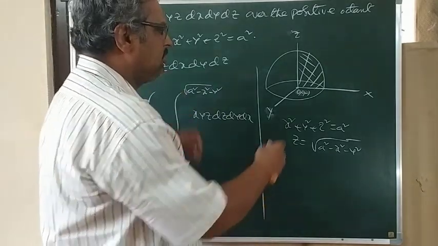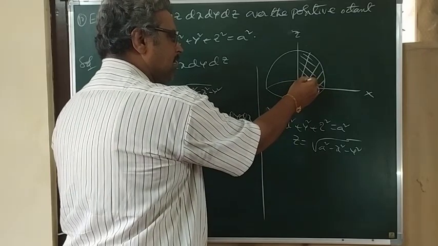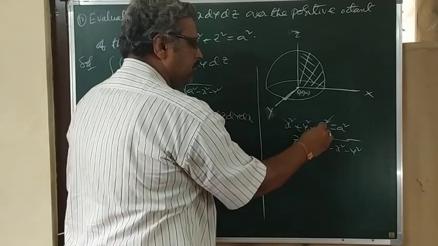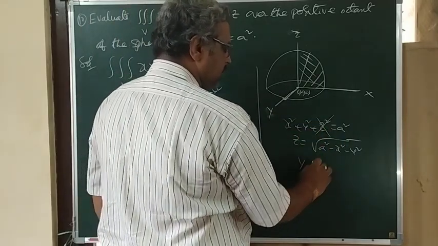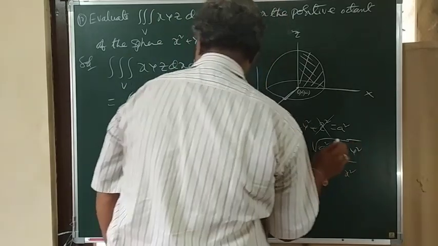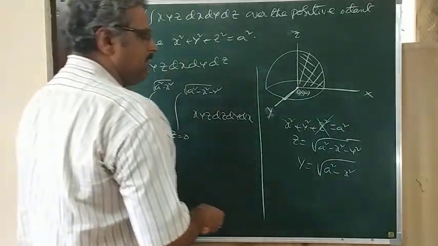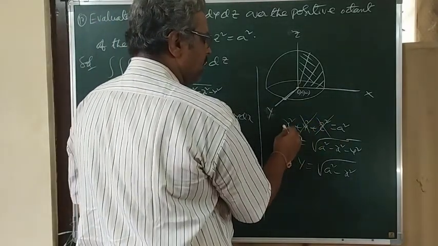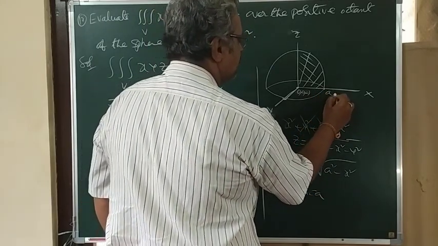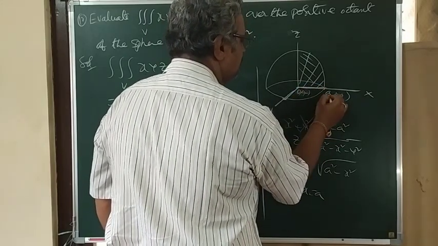Now finding the y limits. Y limits means along the y axis, in two-dimensional methodology, from the origin to this circular curve. So remove z, circular curve. From this, y equals root over a square minus x square. For finding the x limits, now remove y: x square equals a square, so x equals a, the radius is a. Along the x axis, it is 0 to a.